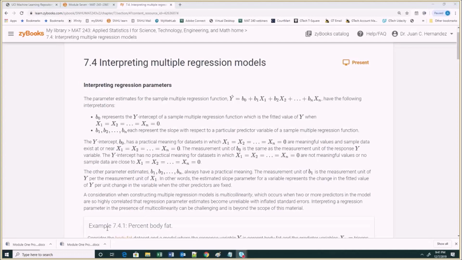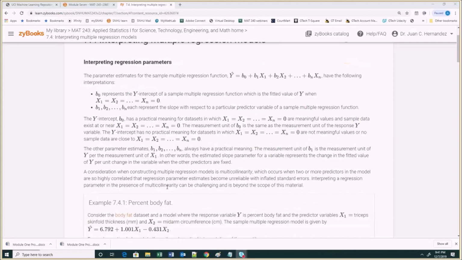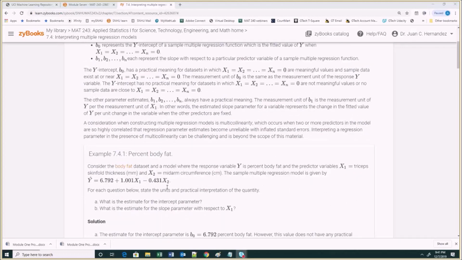at this example 7.4.1, and let's see how we can solve some of these problems that require interpretation of multiple regression models. So let's go ahead and read this problem. So here we have the body fat data set and a model where the response variable y is the percent body fat and the predictor variables are triceps skin fold thickness, mid-arm circumference, which is x2, and the other variable is coded as x1. And the sample multiple regression model is given by this equation right here.